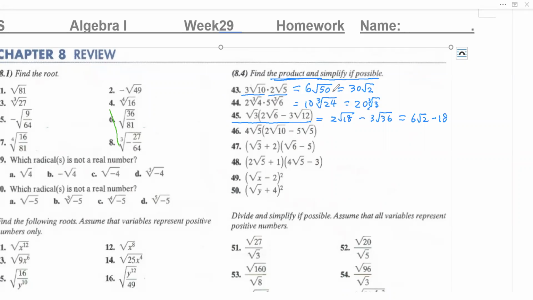46. Let's distribute inside first. So he became 8 square root 50. What about the second one? Minus 20 square root 25, right? So here is 25 times 2. The square root of 25 is 5. So you got 40 square root 2. What about the bottom, second part? 20 times 5. So minus 100.